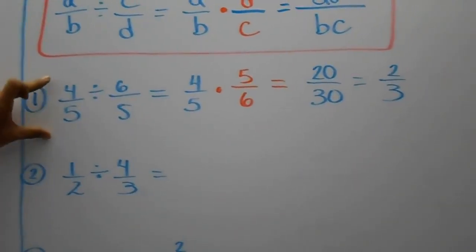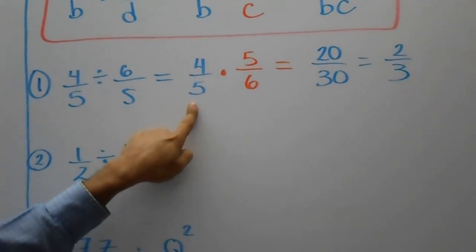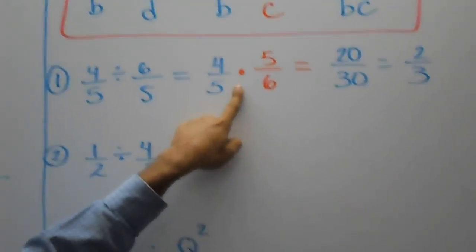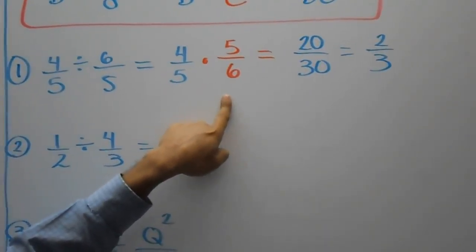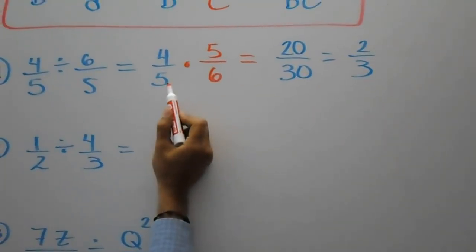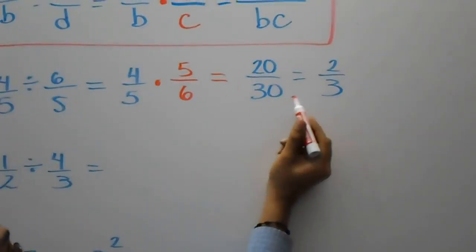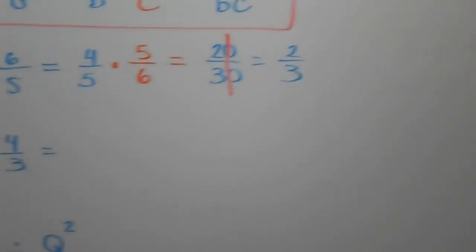Now, an example would be 4 over 5 divided by 6 over 5. 4 over 5 remains the same. The division changes to multiplication. And notice that the 6 over 5 flipped and became 5 over 6. Now, I can just multiply: 4 times 5 is 20, 5 times 6 is 30. And notice that here, the zeros can cancel out, and you have 2 over 3.